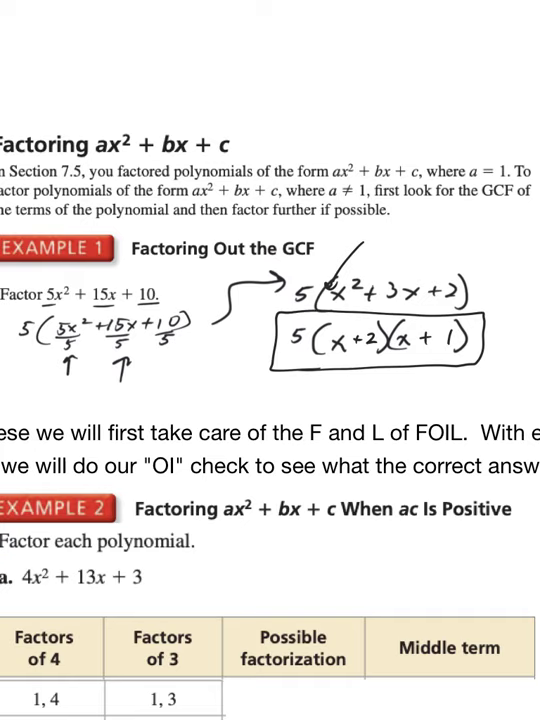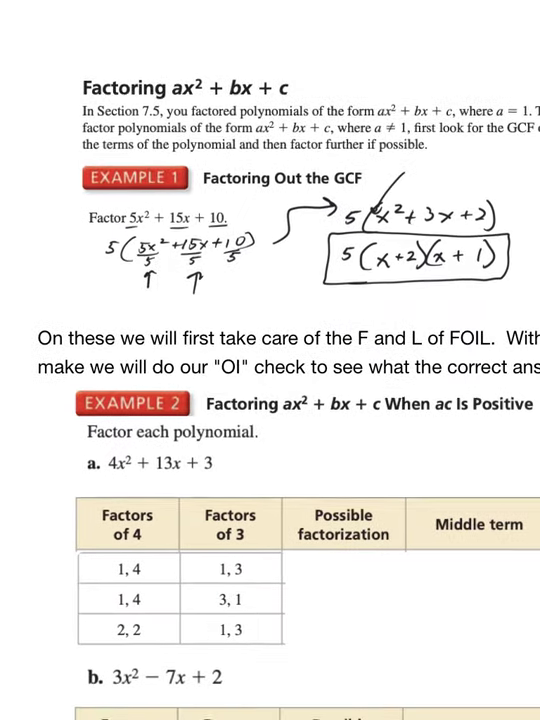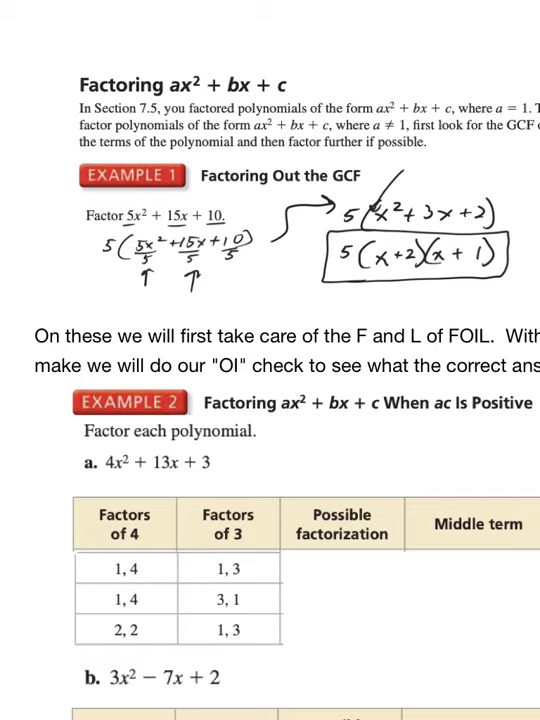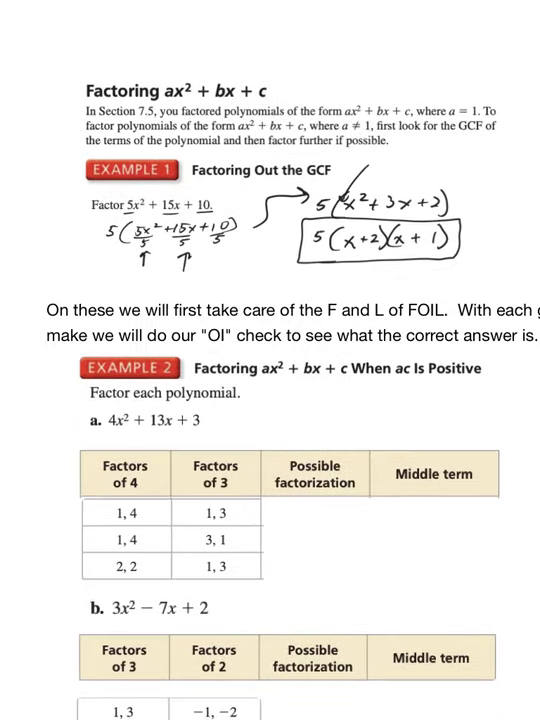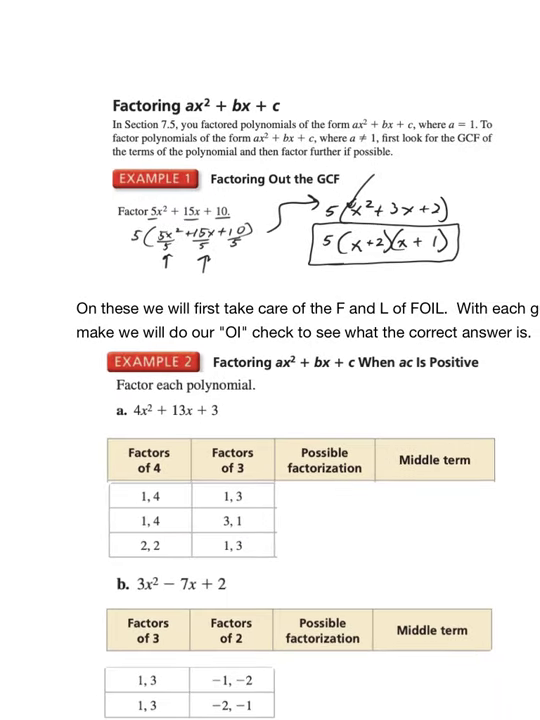So one of the things that this example is trying to remind us of is that we should always look for a greatest common factor first. And that's definitely something I wish my Algebra 2 students were a little bit better at doing.